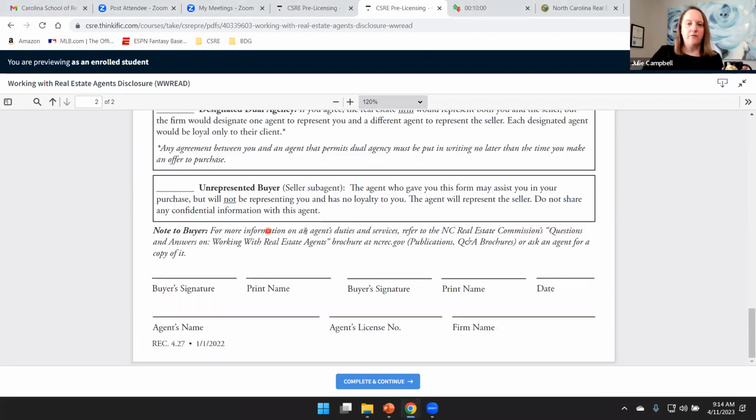Note to buyer for more information on an agent's duties and services. They're referencing the buyer to the Q&A brochure. We'll see that again in just a second. I've got a place for 2 buyers to sign. And then you're going to print your name, license number, and the firm name. That's for their reference. Remember, we're both getting a copy of this, ourselves and the consumer. If they refuse to sign, then just write that on here and proceed.